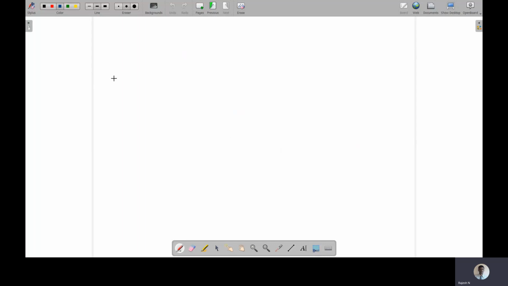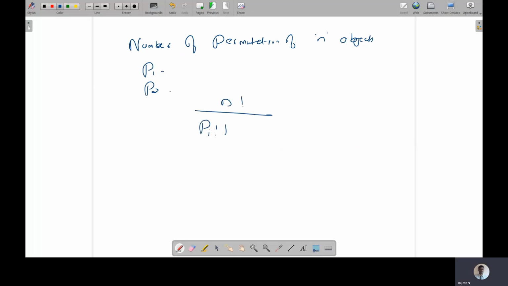Number of permutations of n objects where P1 objects are of the same kind and P2 objects are of another kind. That means P1 are same, P2 are same. Then the number of permutations is equal to n factorial by P1 factorial into P2 factorial.